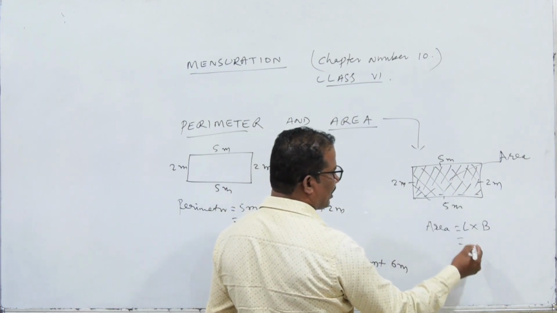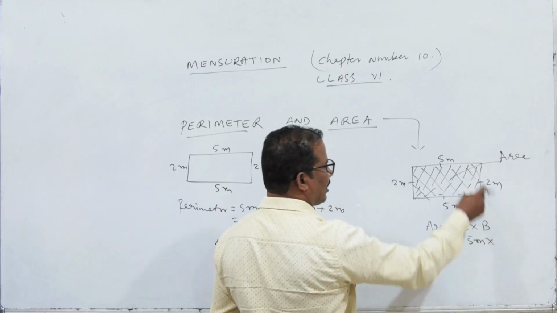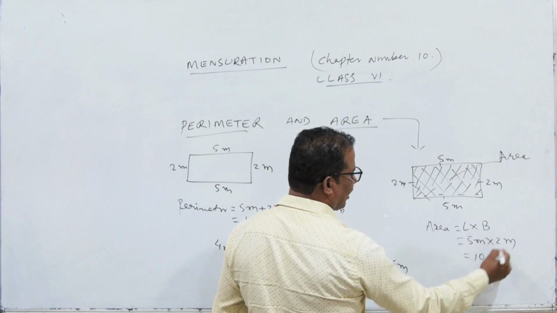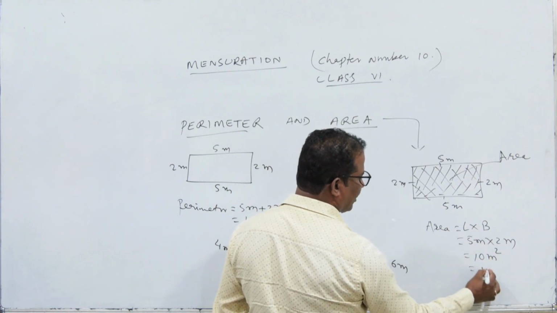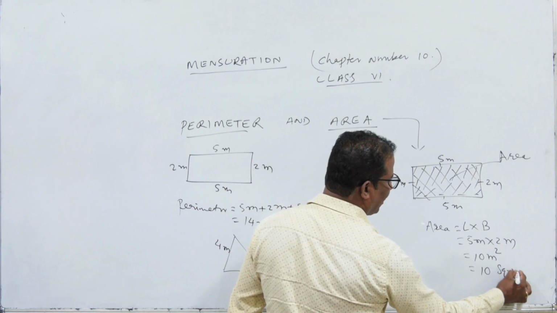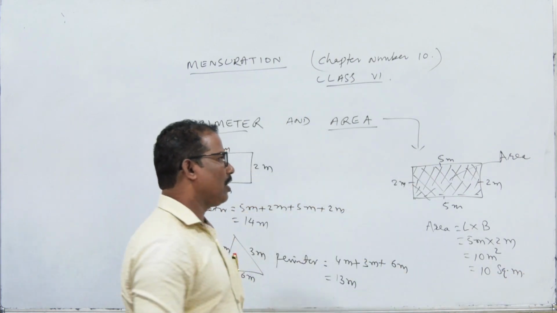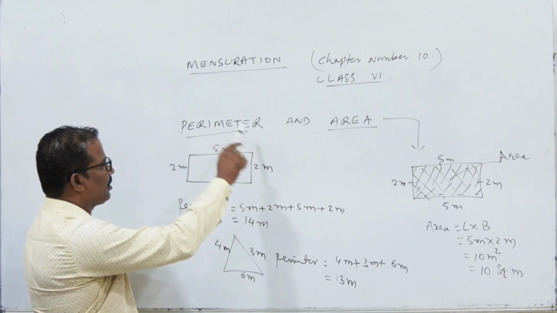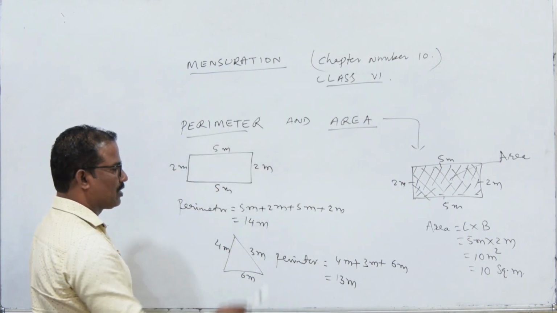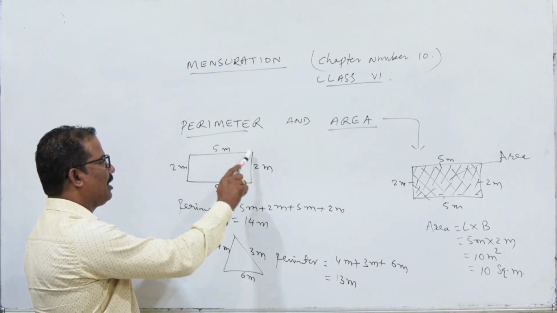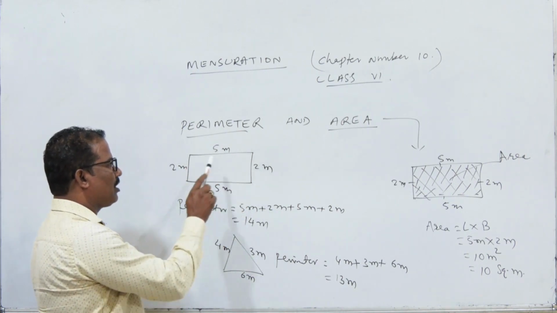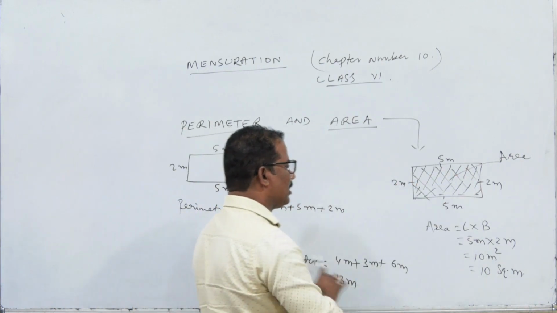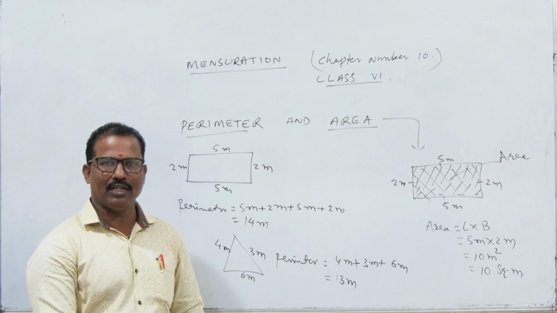So the length of this rectangle is 5 meter and the breadth is 2 meter. That is 2 5s are 10, and meter into meter, meter square. So we read it as 10 square meter. So this rectangle occupies 10 square meter of area, and its perimeter is 14 meter. Perimeter means only the total length of the boundary of this figure, and area means how much space is occupied by this figure. So this is the difference between perimeter and area.